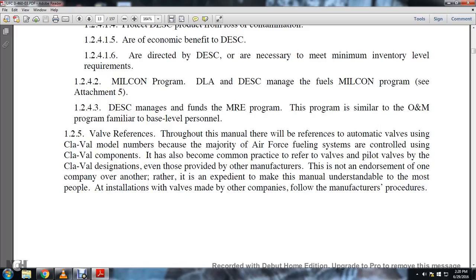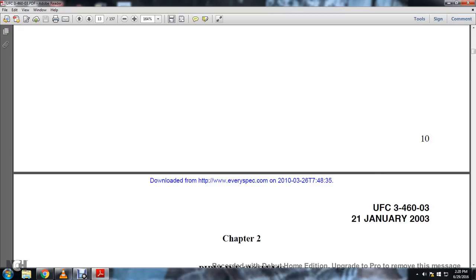125: Valve reference. Throughout this manual there will be references to automatic valves using the Clow valve model numbers. The majority of the Air Force fueling systems are controlled by the use of Clow valve components. It has also become the practice to refer to the valves and pilot valves by the Clow valve designation, even though they may be provided by another manufacturer. This is not an endorsement of one company over another, but rather an expedient to make the manual understandable to most people. Installation of valves made by other companies should follow the manufacturer's procedures.